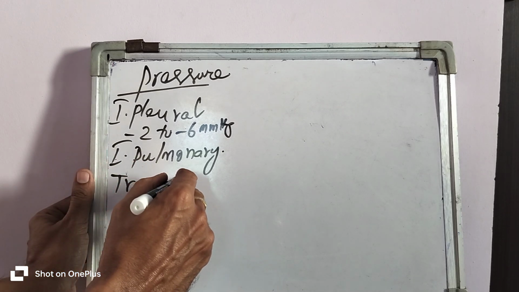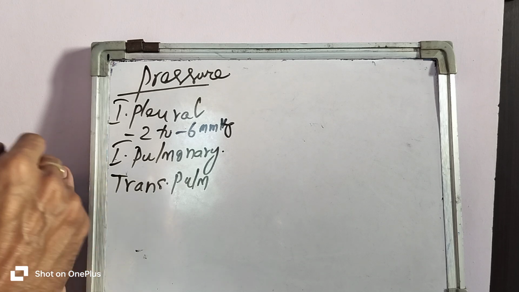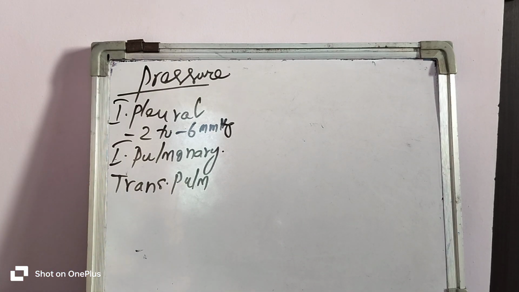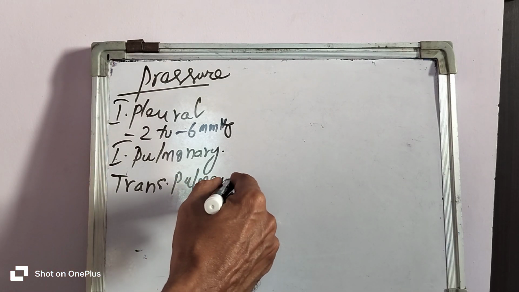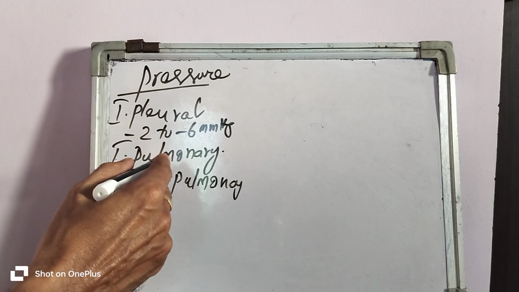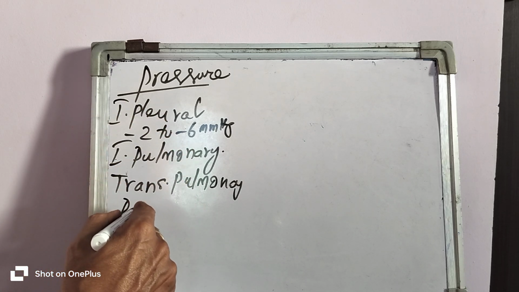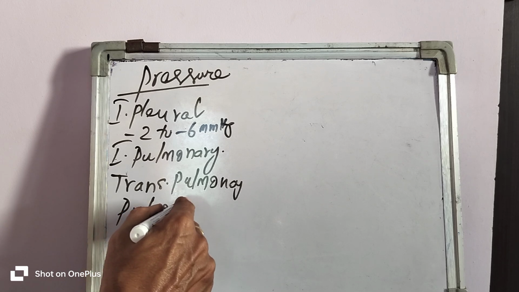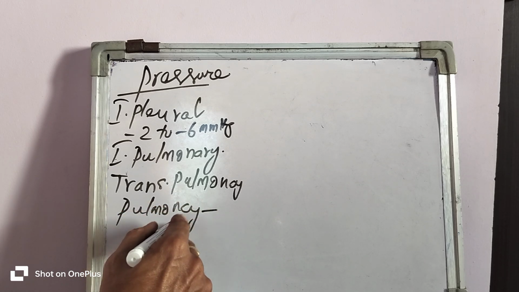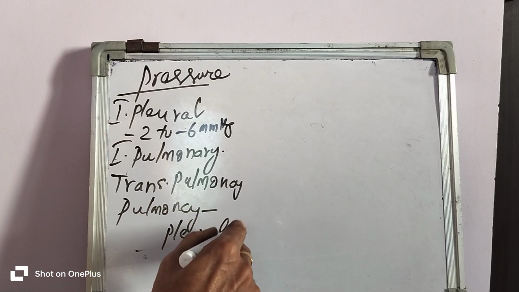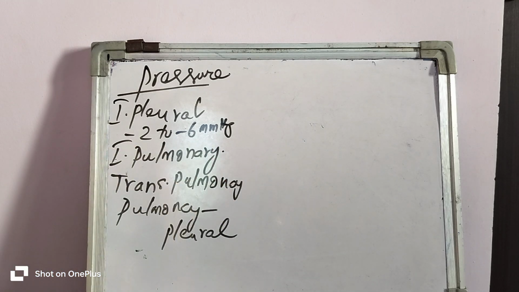Transpulmonary pressure is derived by subtracting the pleural pressure from the pulmonary pressure. So it's a difference between the pleural pressure and the pulmonary pressure. This intrapulmonary pressure is also called intra-alveolar pressure.